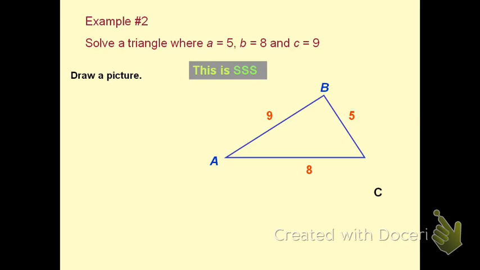Okay, this is a case where it's side, side, side. So we can't do law of sines. It would be nice if we could, because that's a lot easier formula, but we don't have any angles across from any sides.